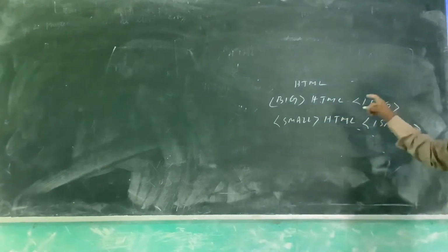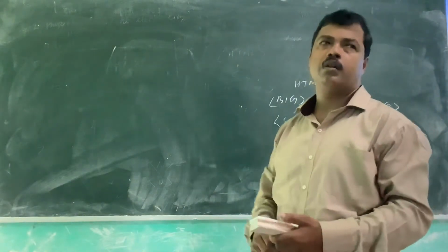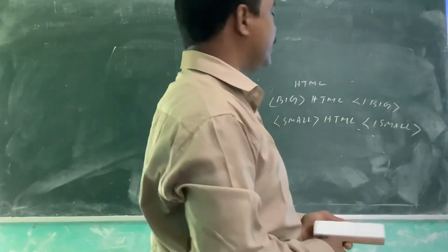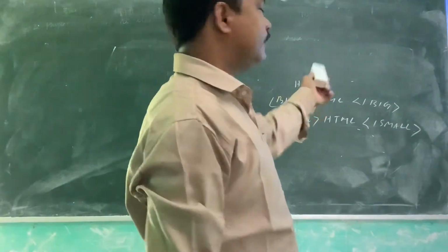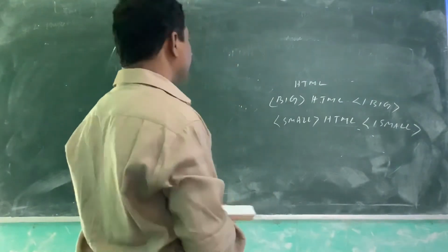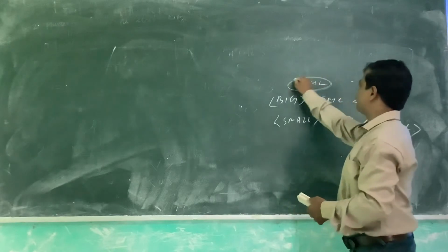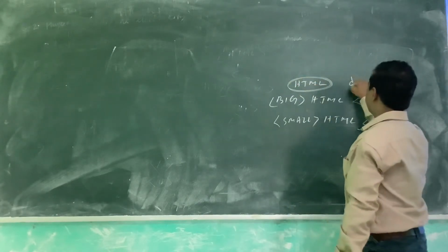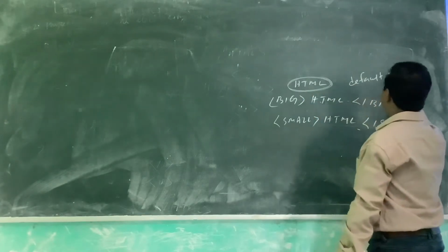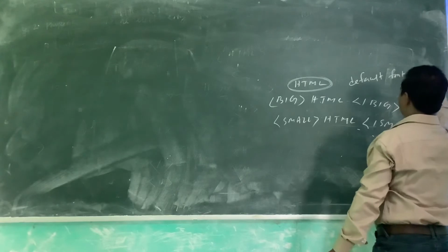Here it is simply written HTML without any tag, and the same text is written using the big tag, and the same text is also written using the small tag. What happens here? This text will appear in default font size.